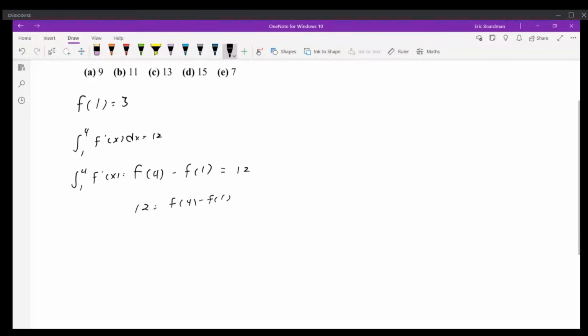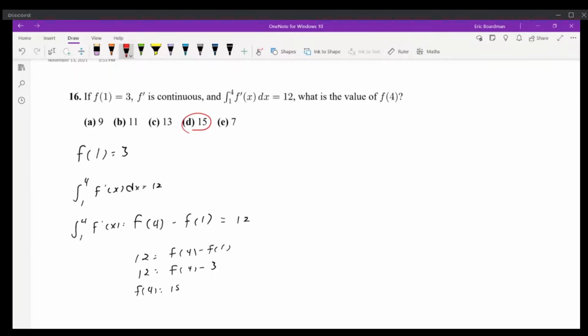We know the value of f of 1. We know that it's 3. So you have 12 equals f of 4 minus 3. So f of 4 equals 15. So the answer would be D.